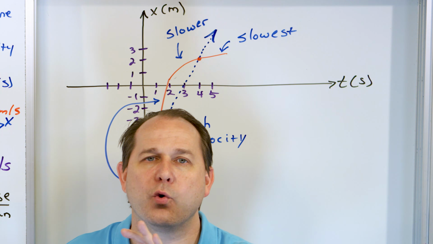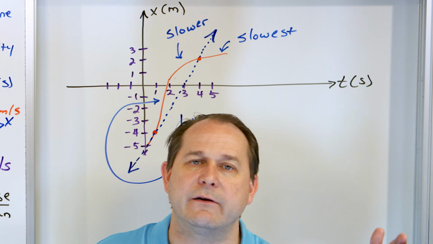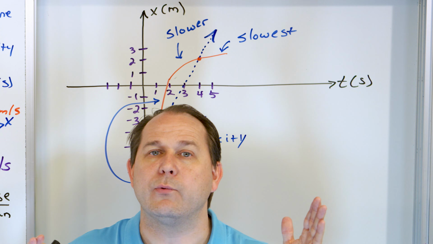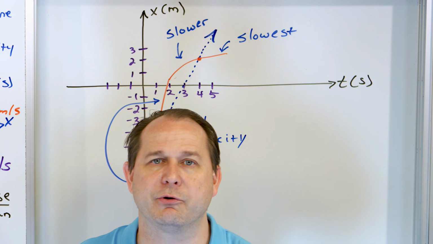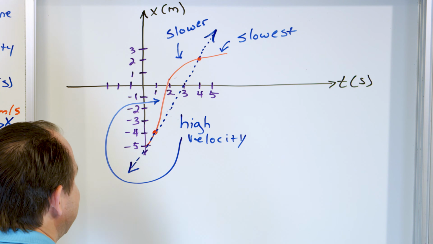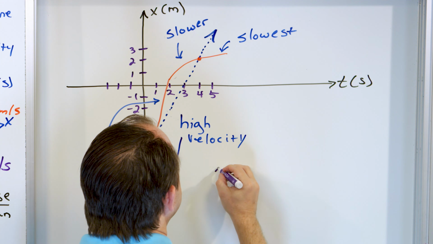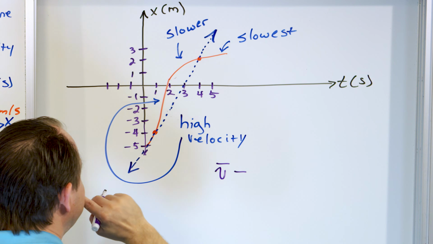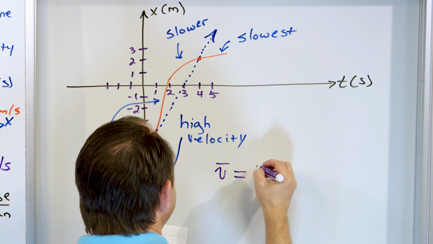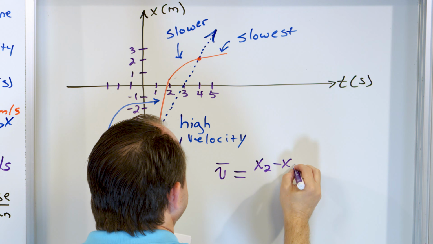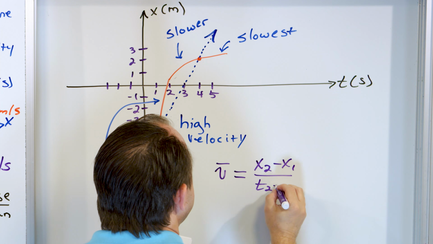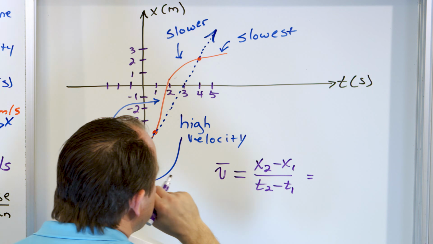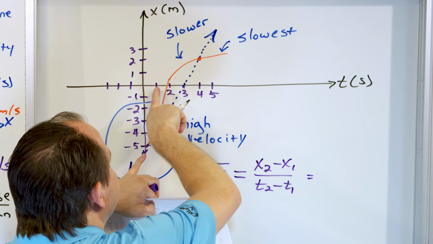You're basically ignoring the speeding up and the slowing down, and you're picking one number out that represents the average distance per time. So let's calculate what that is. The average velocity between these two points right here is the same thing as always, x2 minus x1 over t2 minus t1. Now, time is flowing this way.